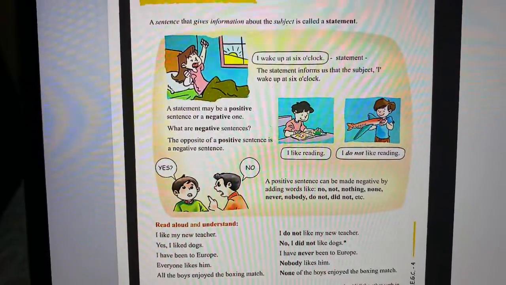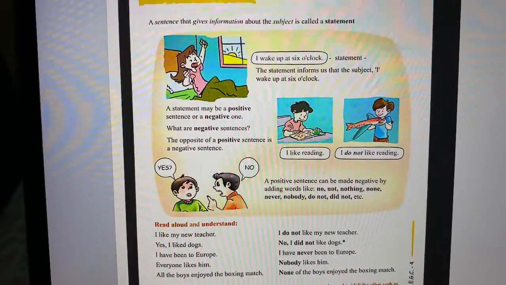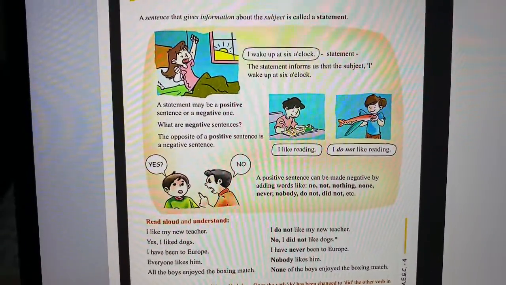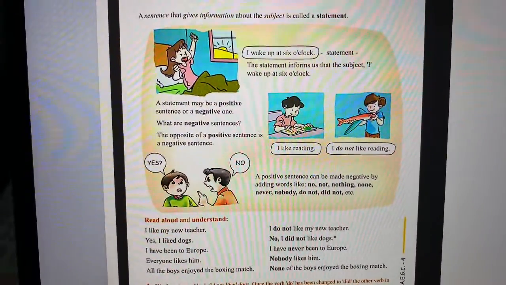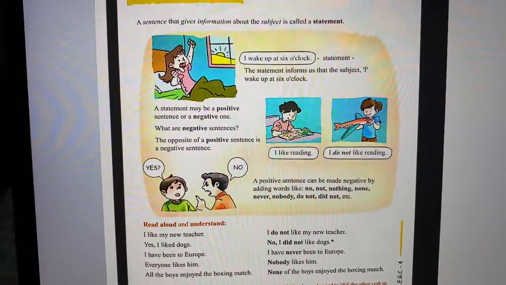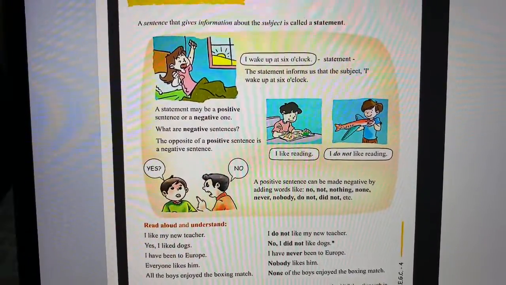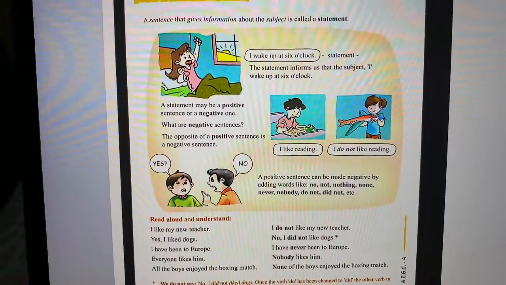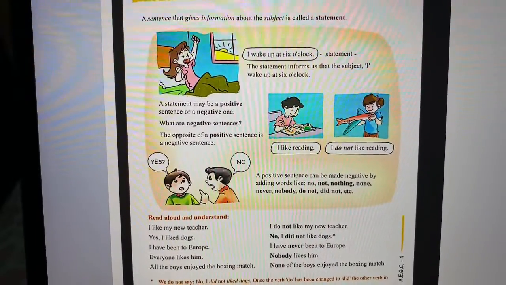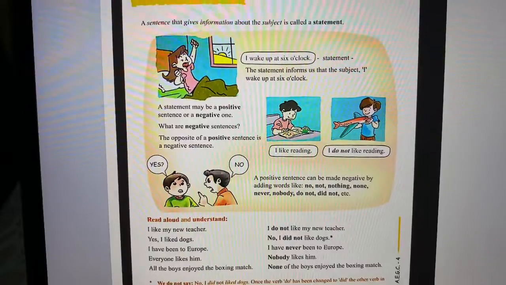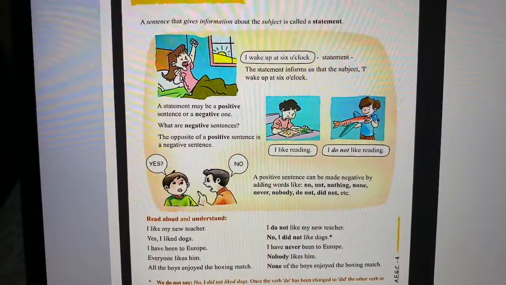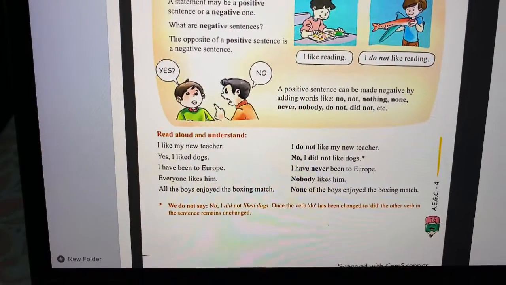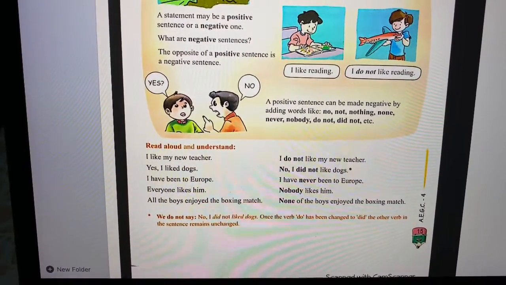What are negative sentences? The opposite of a positive sentence is a negative sentence. I like reading. This is a positive sentence. And I do not like reading is a negative sentence. A positive sentence can be made negative by adding words like no, not, nothing, none, never, nobody, do not, did not, etc. Right?